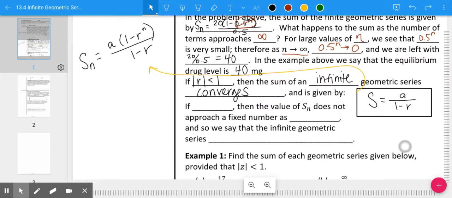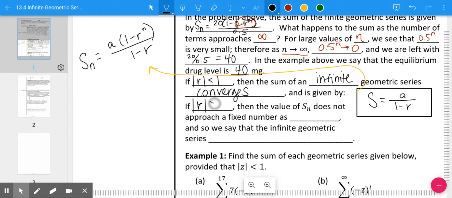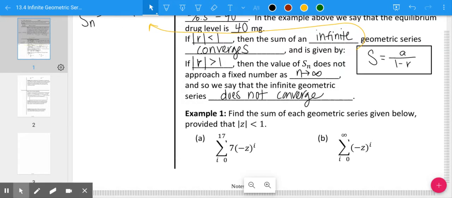Now, this only works if R is less than 1. If R is bigger than 1, and again, I'm talking about just the absolute value of R, not positive or negative here, then it doesn't approach a fixed number as n goes to infinity. And so we say that the geometric series does not converge, and so we cannot find the sum. Like it might go to infinity or negative infinity. We can't necessarily find it. So we don't have a formula unless the R is a small value.